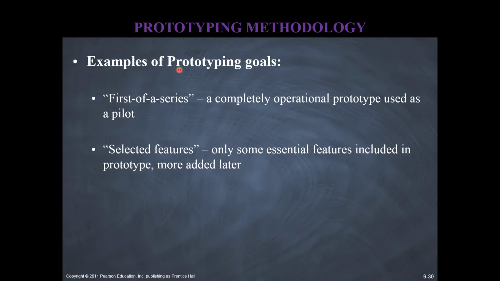Now there can be several types of prototypes. One type of prototype that you can create is first of a series. It's a completely operational prototype used as a pilot or selected features. So basically, it's a rough draft of an information system, but it's operational. It does at least some of the work that the information system is supposed to do, and then based on feedback, you improve it even further. Or you can have a selected feature prototype. Only some essential features are included, and then more details are added later on. I think this one is more common, the selected feature prototype.